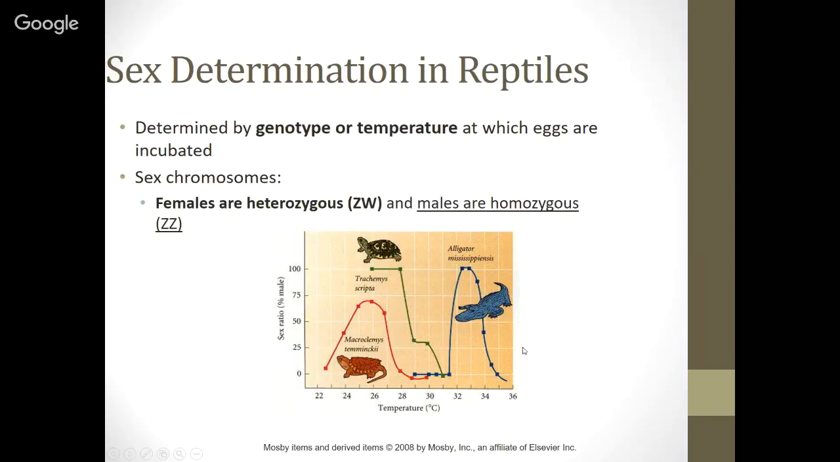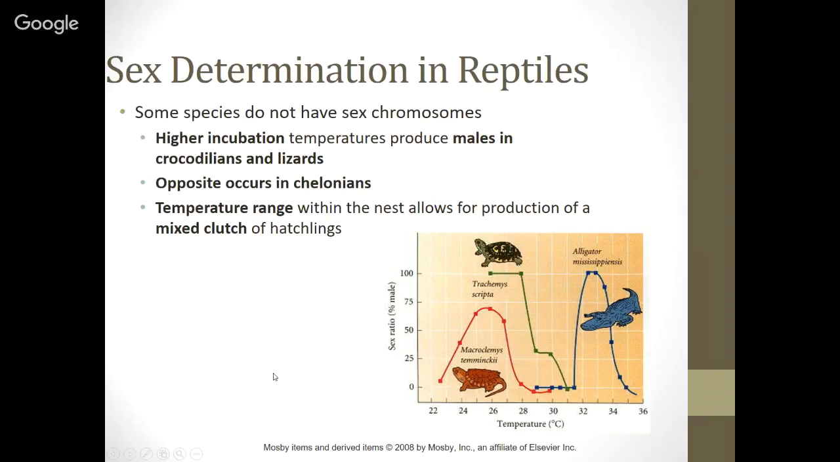And again, we have another bell curve with the alligator. Some species do not have sex chromosomes, and in this case, higher incubation temperatures usually produce males in crocodilians and lizards, and the opposite occurs in chelonians. So lower temperatures produce males in chelonians. That temperature range within the nest allows for production of a mixed clutch of hatchlings. So a little closer to the surface, it's a little bit warmer, you'll have males. A little bit further down in the ground, if it's a little bit warmer, you'll have females, and if it's a little bit colder for turtles deeper in the nest, they will be males.